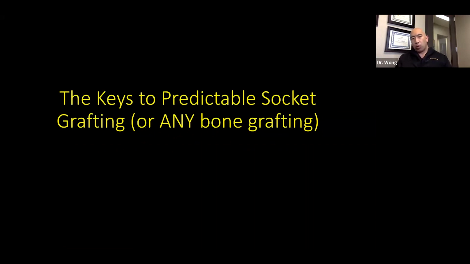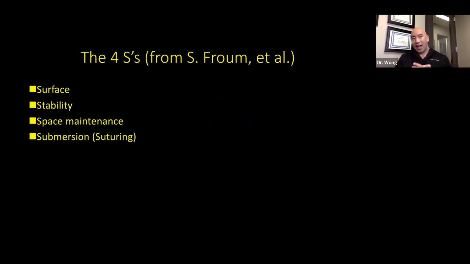So what are the keys to predictable bone grafting? There's 4 S's of bone grafting, the way I like to teach it anyway. The first S stands for surface. And what that means is you need to have a clean surface if you're going to grow bone to anything. If you have calculus on a root, you're not growing any bone. Same thing with plaque or biofilm or an amalgam or a subgingival restorative margin. You're not going to get bone to those surfaces.